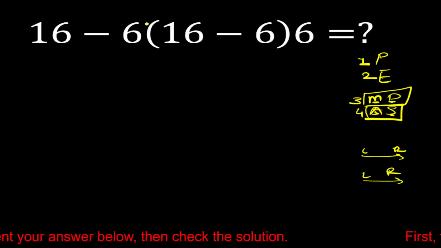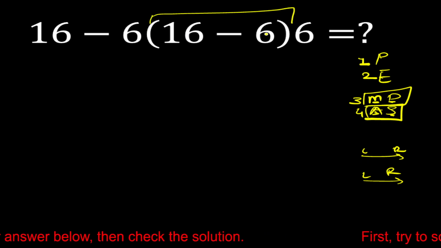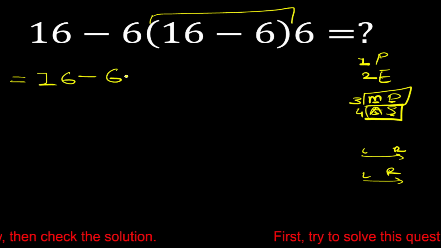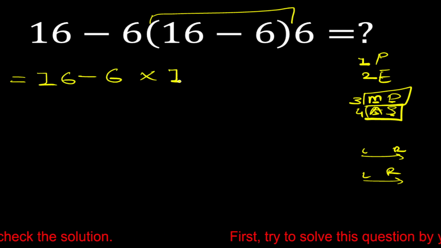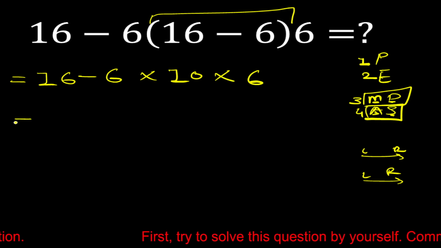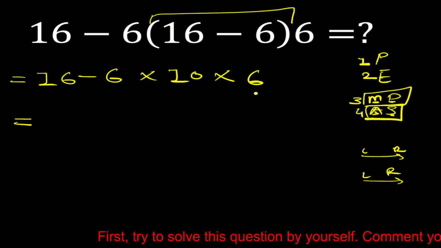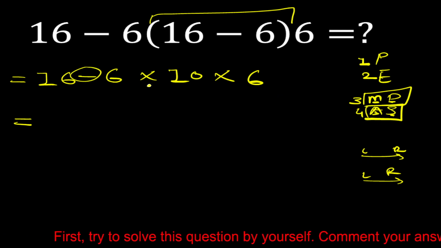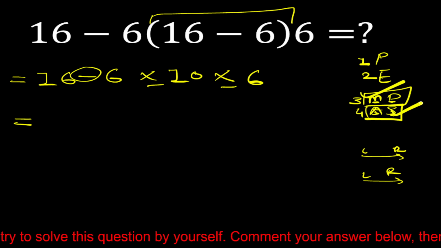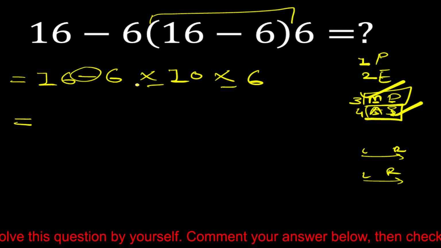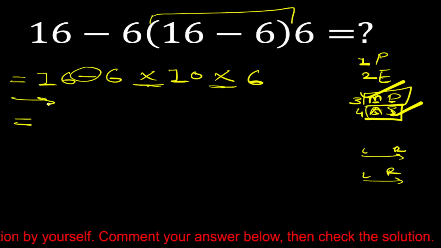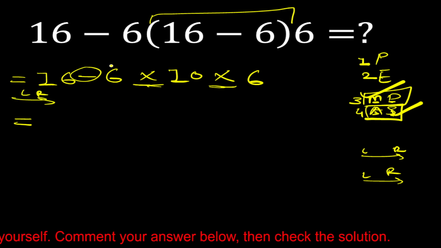Okay, so first we have to solve this parenthesis. Is equal to 16 minus 6 multiply 10 multiply 6. Okay, now according to PEMDAS rule, first here is subtraction, here is multiplication, here is multiplication. But first we have to solve multiplication, then we have to solve subtraction. Okay, so this multiplication and this multiplication both have equal priority, so we have to solve it from left to right. So first we have to solve this part.